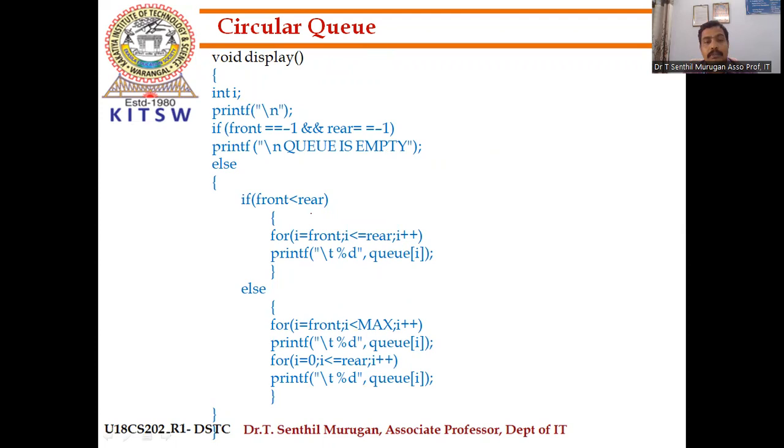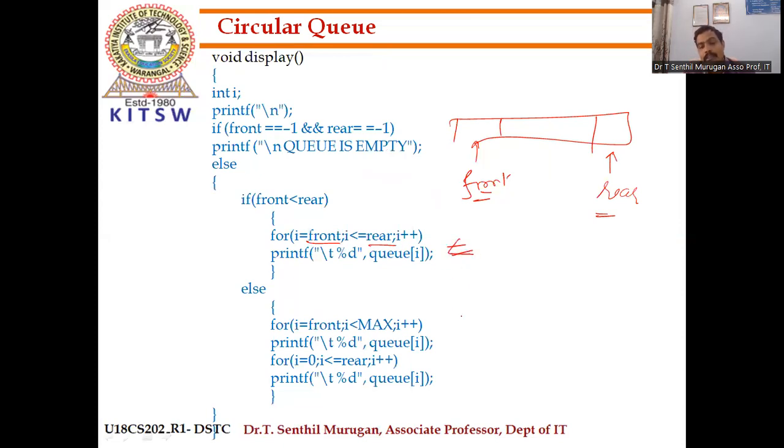Display, we know that. First, the front pointer is pointing to the first location and the rear pointer is pointing here. Whenever we want to print front to rear, we have to print. For that, this loop runs from front to rear and prints. But in a circular queue, what happens? Sometimes we check from the front pointer, but the rear pointer may be on the starting side. So we have to check up to the maximum point.